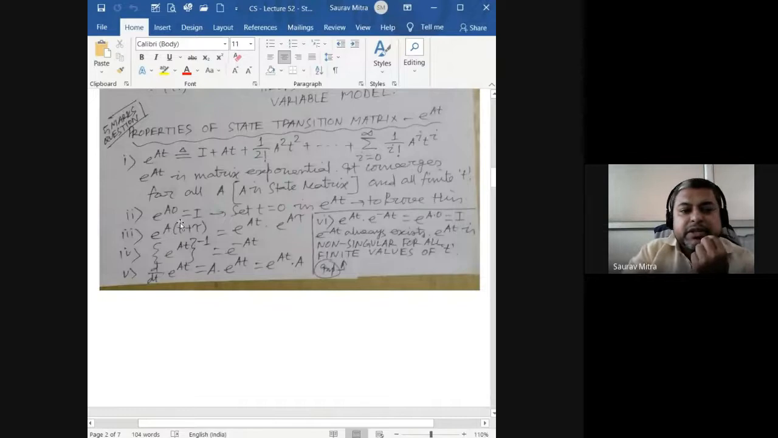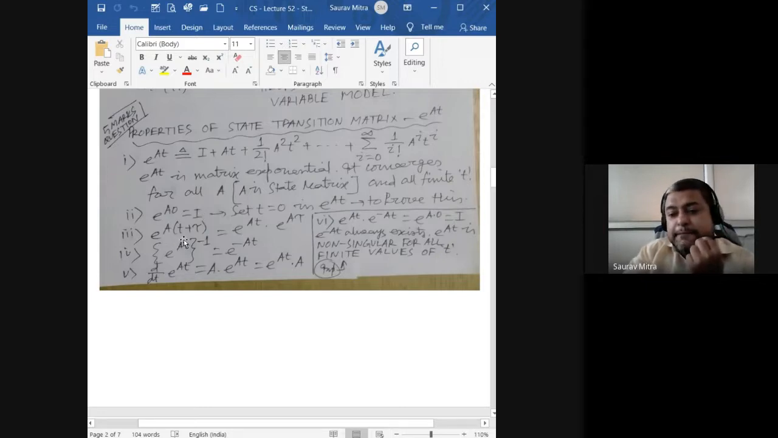E raised to a into 0. So substitute t equal to 0. If you substitute t equal to 0, all the right part will become 0. So in that case, e raised to a into 0 is equal to I. That you can prove from the top identity, e raised to at is equal to I plus at plus 1 by 2 factorial a square t square. So for time t equal to 0, that means at the start of the experiment, you will find e raised to at is equal to I. E raised to a, t plus tau.